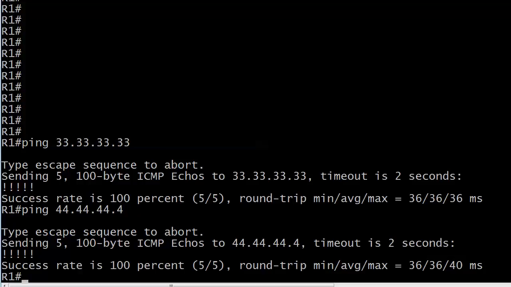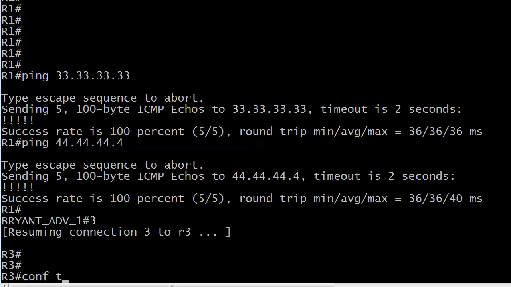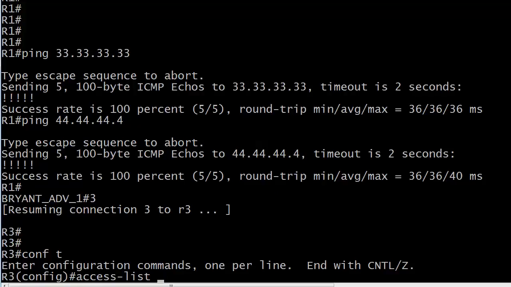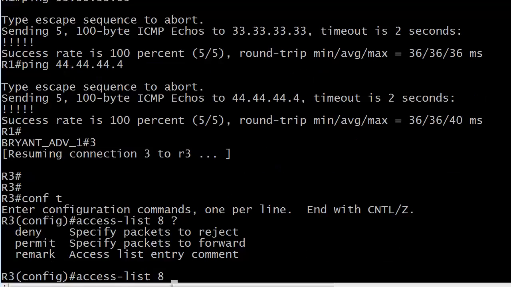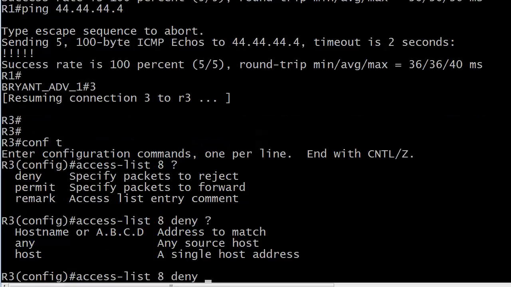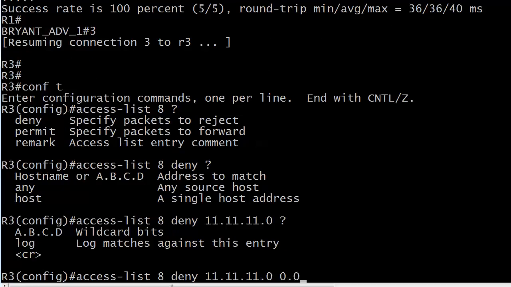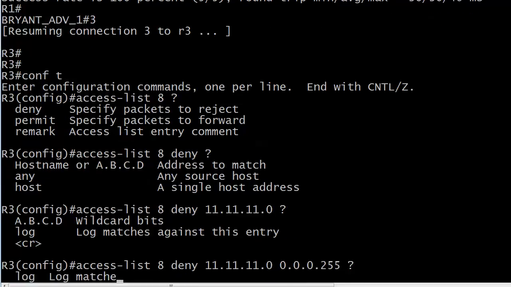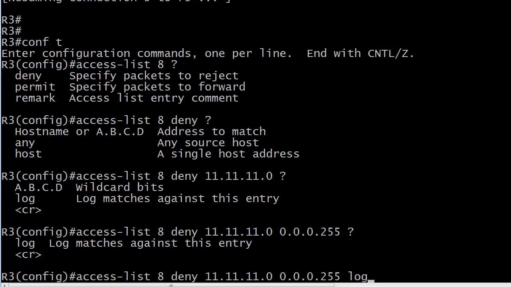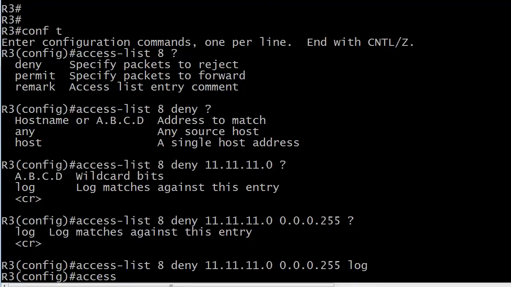So let's go to router 3. Let's write an access list number 8. We haven't done that yet. We'll review our syntax. We're going to deny. And which network are we denying? 11.11.11.0. We know the wildcard mask here. And we know to add the log keyword, and that's it. Now we'll write a line that permits everything.